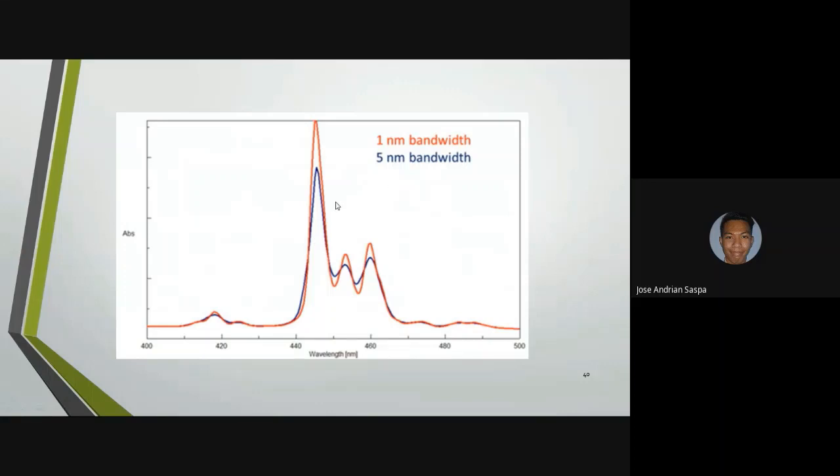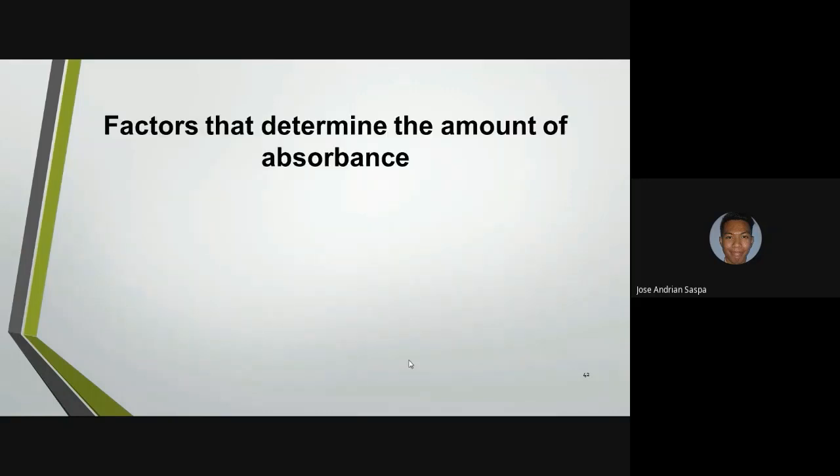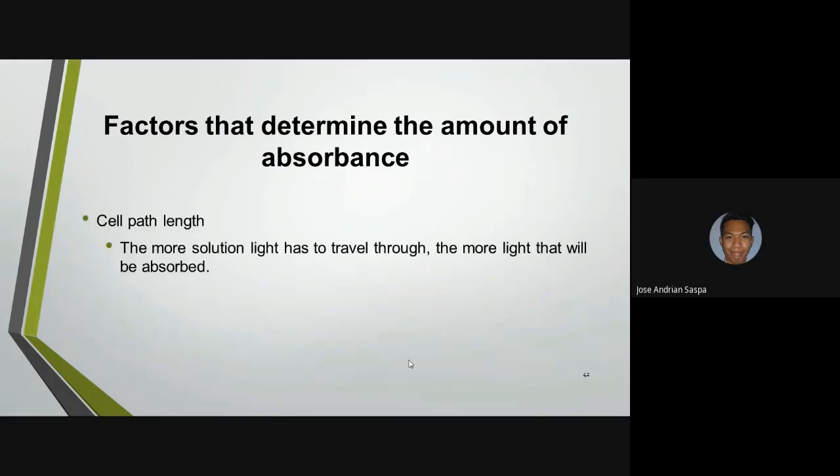And as the bandwidth increases, the peaks hold up. Okay, so we have this example. Let's look at the factors that determine the amount of absorbance. First, we have cell path length. The more distance the light has to travel through, the more light will be absorbed. So the longer the path length, the more light will be absorbed by the sample.